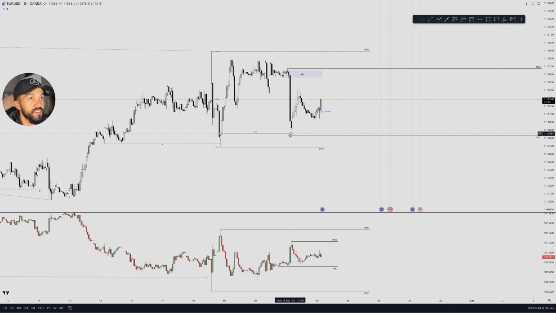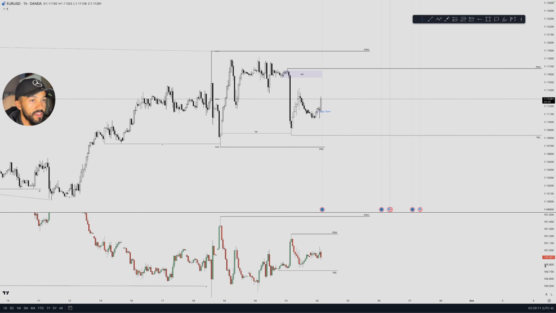We've mitigated this area. We have shown intention to pull back, right? So we may see something on the lower time frame with some 1-hour POIs to continue towards this draw on price. But we'll see what that says on the lower time frame, see what that looks like for possible opportunities.